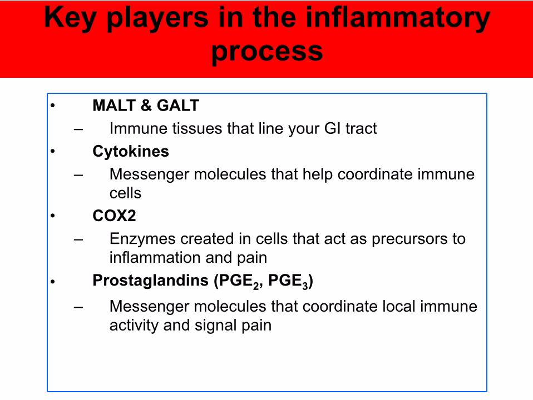Now let's familiarize ourselves with some of the key players in the inflammatory process. We've already mentioned the GALT or MALT, the immune tissues lining our gut. Cytokines are chemical messengers that communicate with immune cells and tell them to respond in a certain way. COX-2 enzymes are formed by cells in response to an inflammatory message or cytokine, and ultimately they lead to the production of your prostaglandins, series 2 and 3, which are molecules that affect the local immune response further and result in pain.